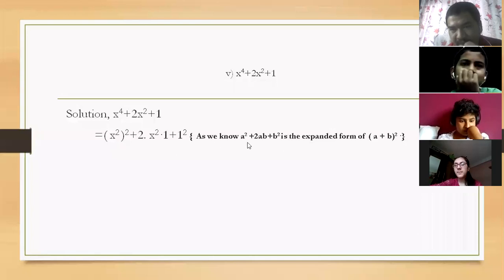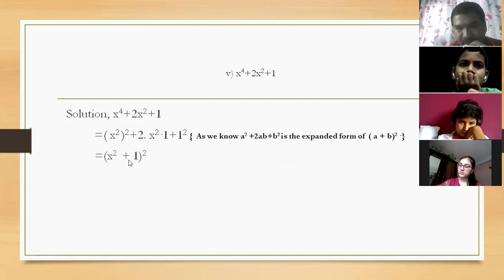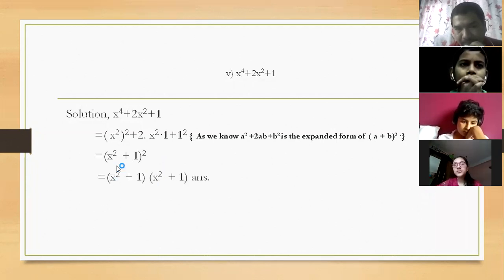I have shown you at the right side, look there. a square plus 2ab plus b square. Good. Now it is, look here, a plus b whole square. a means x square, b means 1. Then it means there are two factors of this one, okay? x square plus 1, x square plus 1. Are you clear?